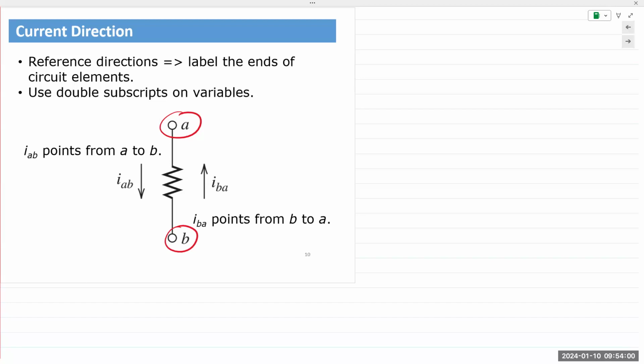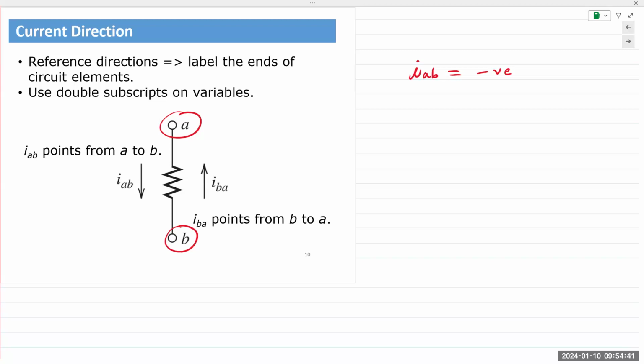Again, remember, a couple of slides ago, I said we assign values randomly. At the beginning of our analysis, we have no idea whether the current is flowing in this direction or up or down or left or right. We simply assign current direction randomly. At the end of our calculations, if it turns out that this value IAB was negative, let's say IAB turns out to have a negative value, by the way, I use a minus sign with a VE to note negative. Okay, just to let you know.